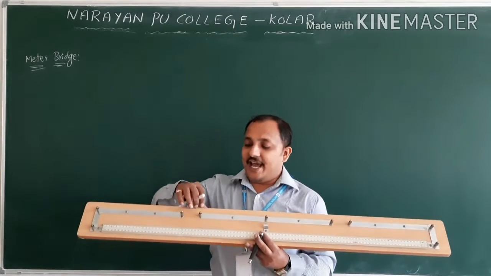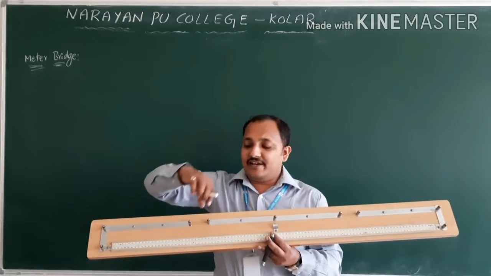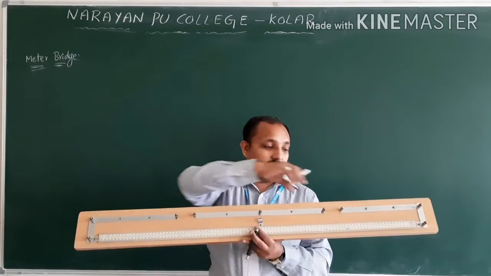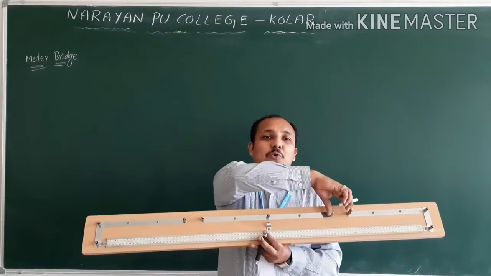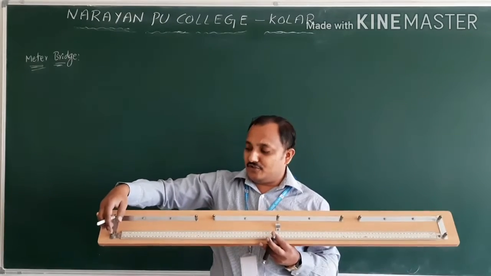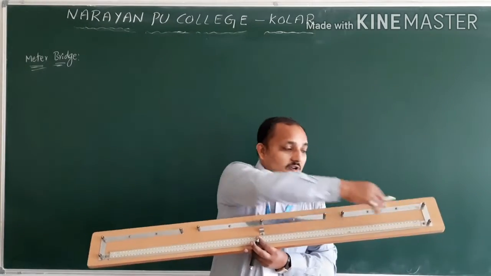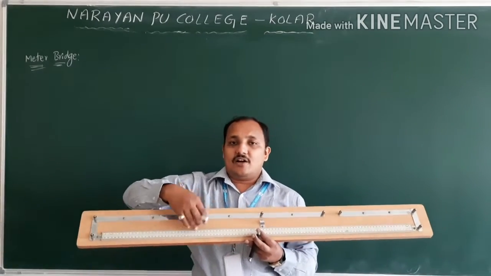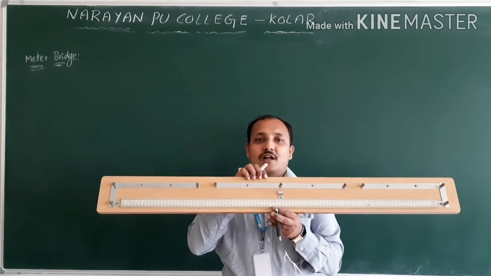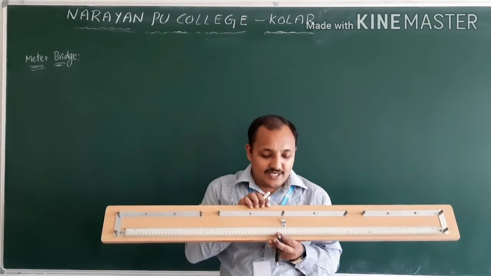So this is the left gap, this is the right gap. In the left gap we connected the resistance we are going to find. In the right gap we connected the known resistance. And here one screw is there, you see. Here another screw is there. Between these two screws we are going to send the current. How we will send is by connecting the battery. I am going to draw this on the board so you can see clearly.